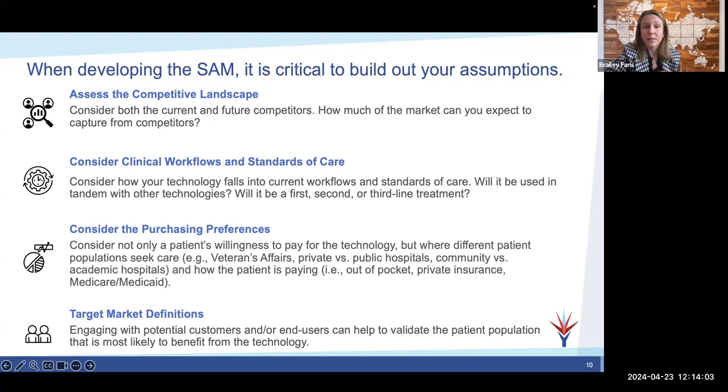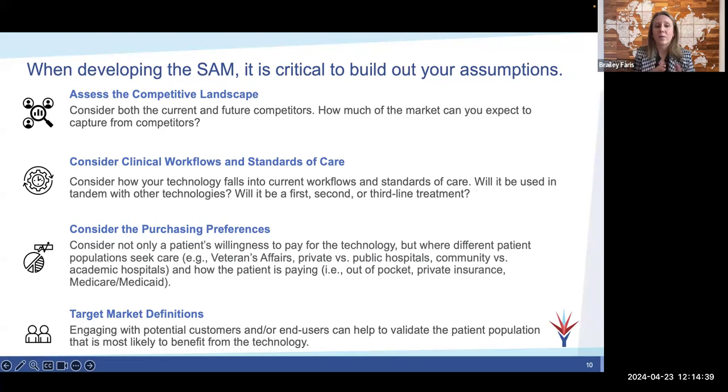Consider the purchasing preferences, not only from a patient's willingness to pay perspective and how the patient is paying, for example, out-of-pocket, private insurance, Medicare, Medicaid, but also where different patient populations go to seek care. Is it a private hospital? Is it a public hospital? Will it be a community hospital or an academic hospital? And again, having a strong understanding of this will impact your understanding of what portion of the population your technology can reach.